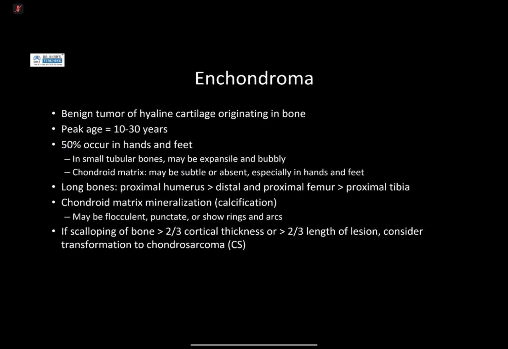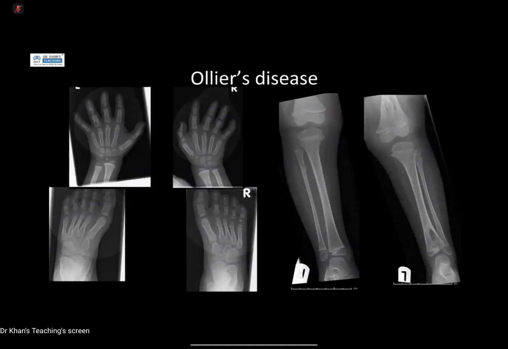So half occur in the hands and feet, and that is pretty much the most common place, I would say. You can see them in the proximal humerus and proximal femora, and there's a very low incidence of them transforming to chondrosarcoma, but you have to be looking for that periosteal reaction. When you see enchondroma and you see more than one, multiple ones, for example, in this case, you start to think about Ollier's disease.